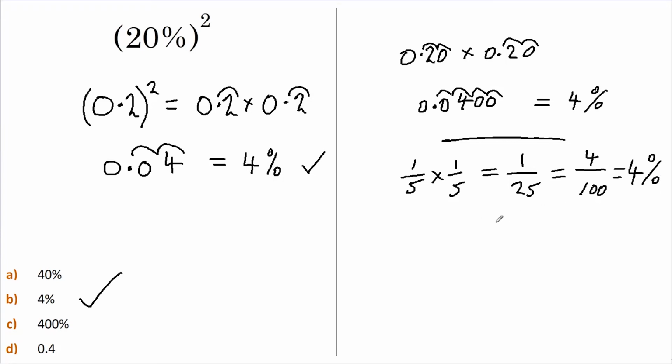But this is how I would have done it if I was going to do it in my head. I would probably have said 20% is 1/5. So that is 1/5 times, and I would have kept that at 20%. So what is 1/5 of 20%? Well, it's just 20 divided by 5. So it's 4%.